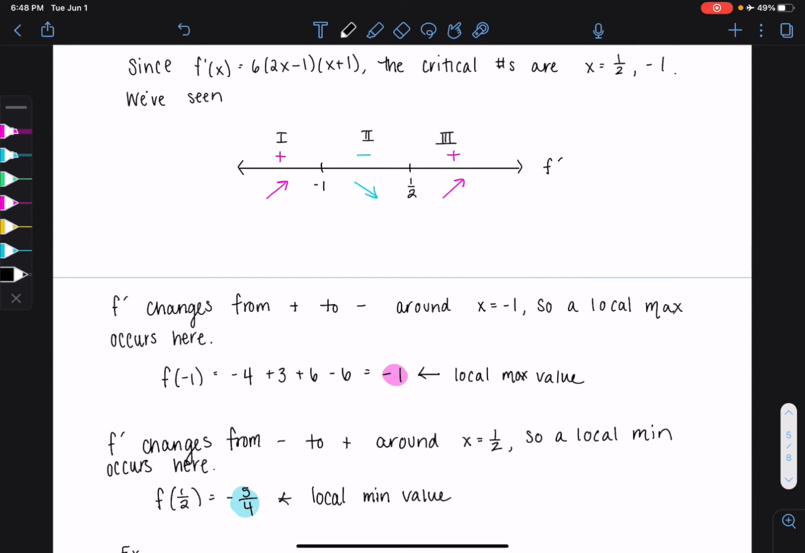Okay. So be careful when you're reading the instructions. Does it ask for where they occur, or does it ask for the local max or min value? If it's asking about the value, it's always corresponding to the y component of the function.